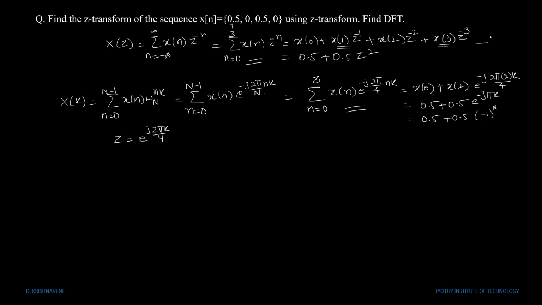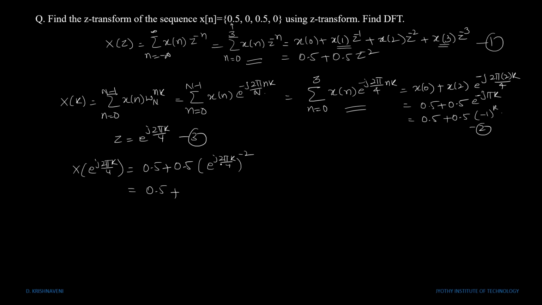But if I had substituted z is equal to e to the power of j 2 pi k by 4 in equation 1, then I would have got X of e to the power of j 2 pi k by 4 equal to 0.5 plus 0.5 z, that is e to the power of j 2 pi k by 4 to the power of minus 2, which is 0.5 e to the power of minus j pi k, and we get 0.5 plus 0.5 into minus 1 to the power of k. So you can see we got the same value, that is equation 2 and equation 4 are same. This will give us the DFT.